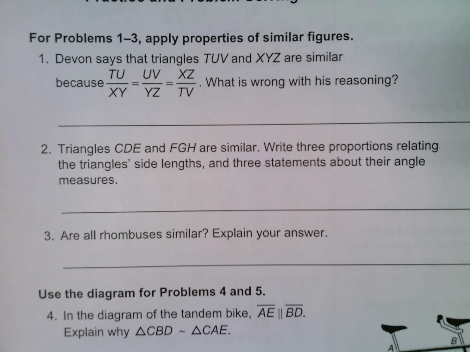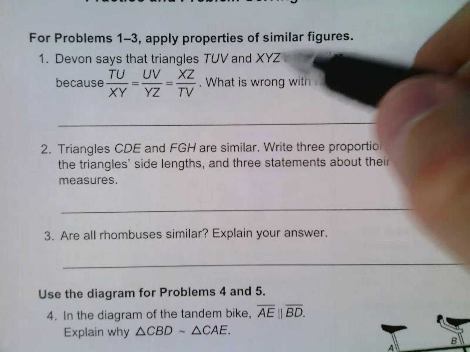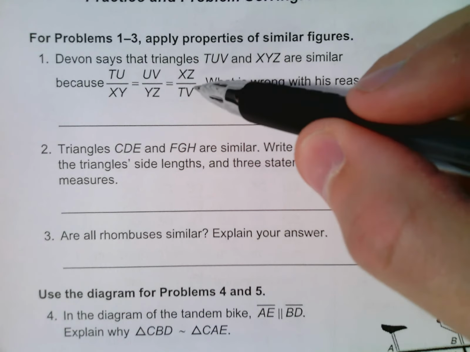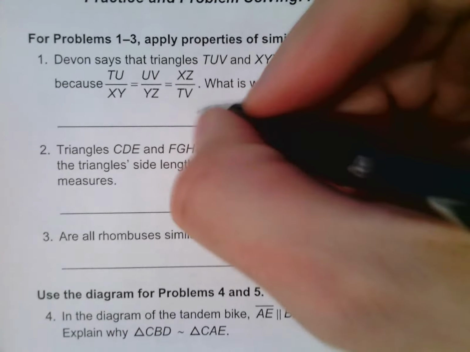Donovan, go ahead. The last one is flipped upside down. Yeah, this last ratio, XYZ is supposed to be on the bottom the whole time. You can't flip one of the ratios, so this is flipped.